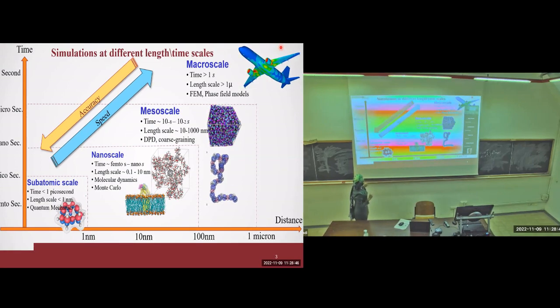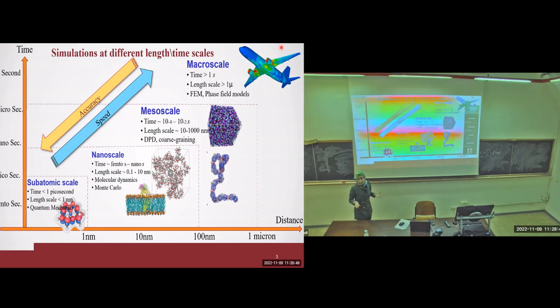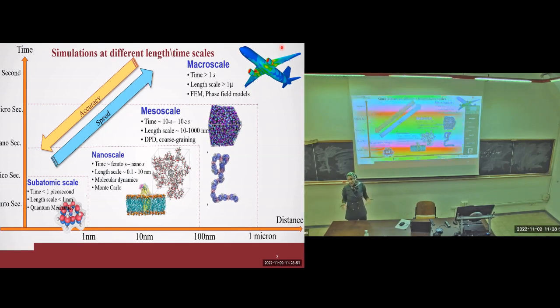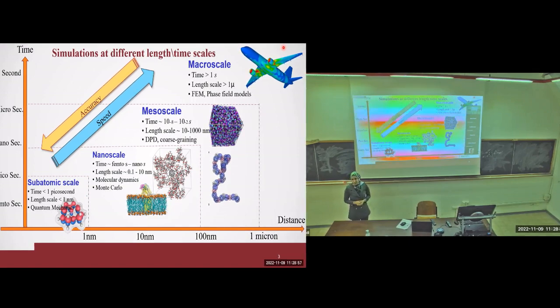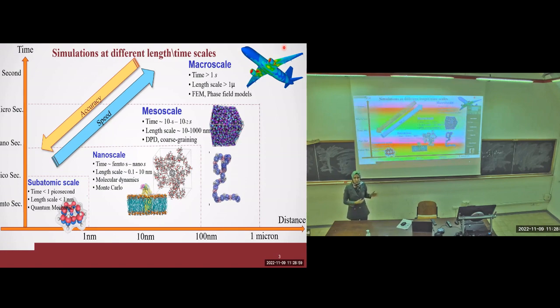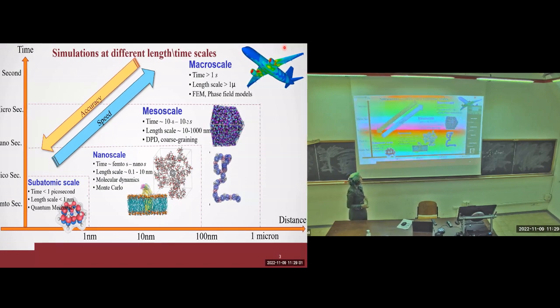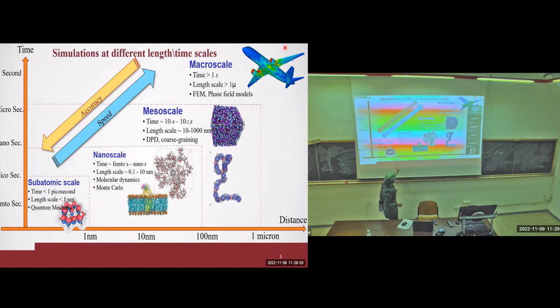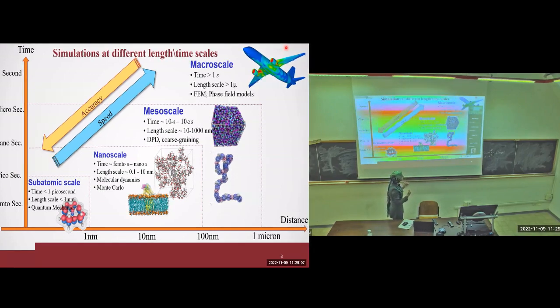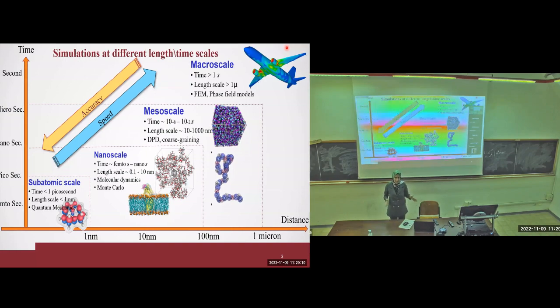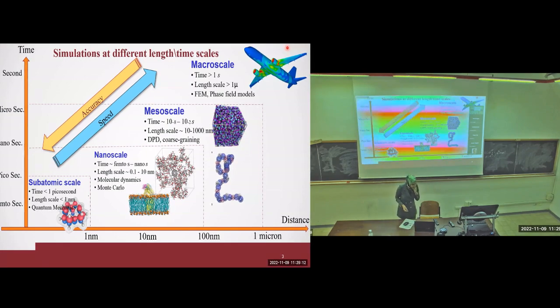And for the meter and second range, we have the macro scale, okay? And we have a lot of simulation techniques for that, for example, finite element simulation. What is multi-scale? Multi-scale is bridging between these scales, okay? So we use the data from a lower scale, and with some methods, we adapt it in higher scales so that we can extend the time and length scales.